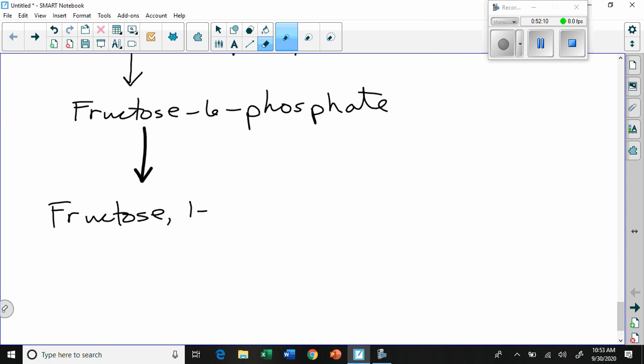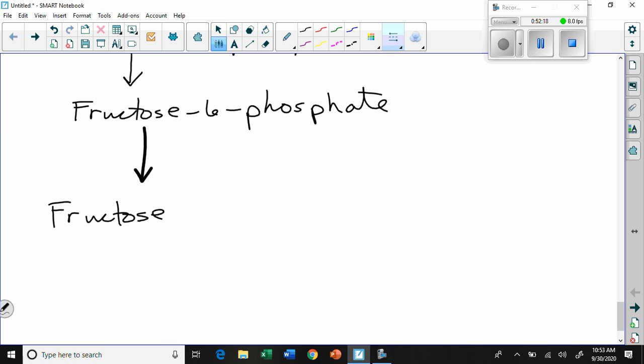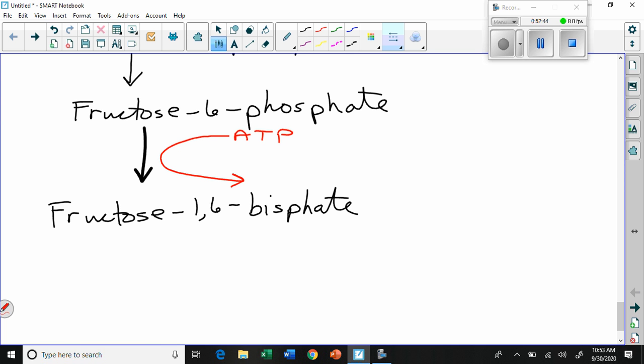Oh, I did it backwards. Sorry. I'm trying to go fast so we can get done before the lunch period. That shouldn't be. Fructose 1,6 bisphosphate. But there's an important thing that happens at this step that we're going to put in here. We're going to go in red, and we're going to remind ourselves that at this point, 2 ATP molecules had to go in to deliver those phosphates, right? Or 1 ATP, I guess we'll say. ATP and ADP.